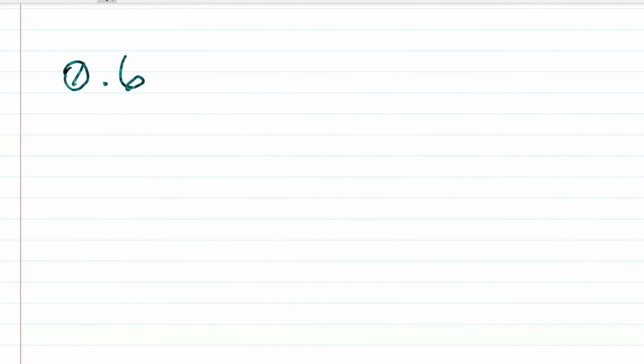All right, now let's take a look at going from decimals to fractions. Here's an idea for you: first, try to read it out and then write it out. What does this say to you? It says 0 and 6 what?